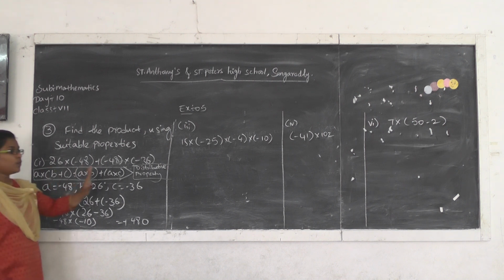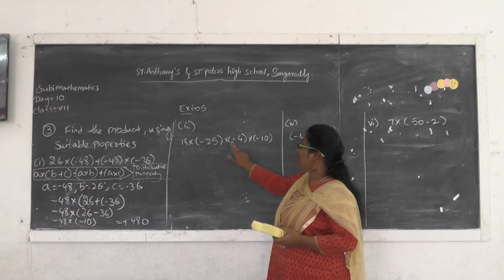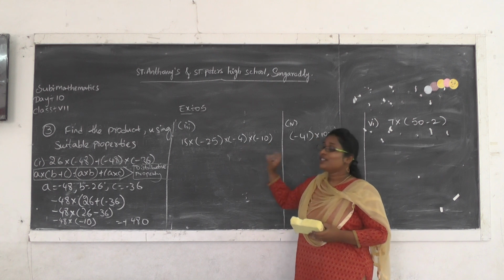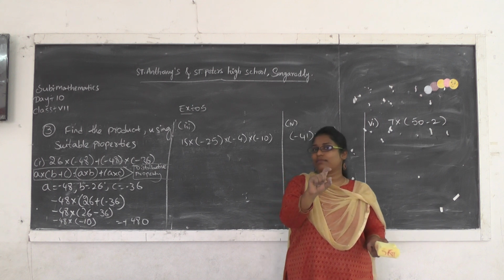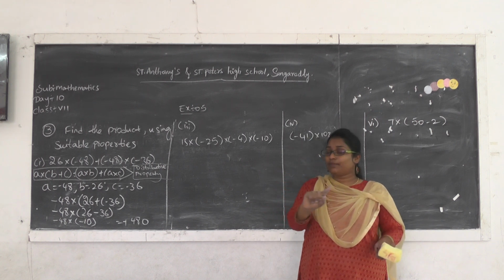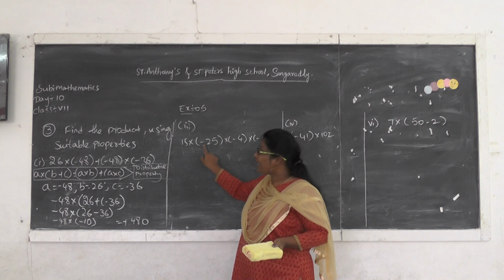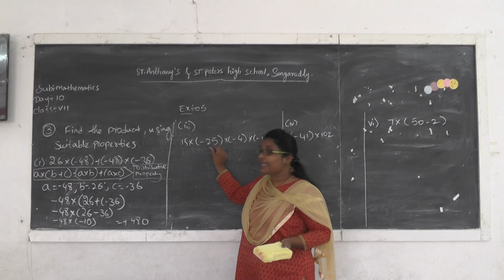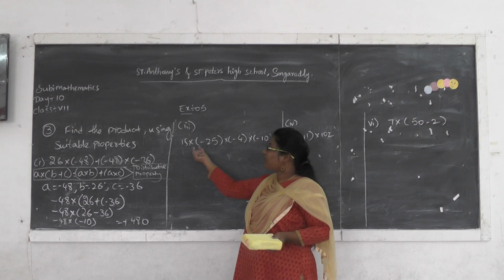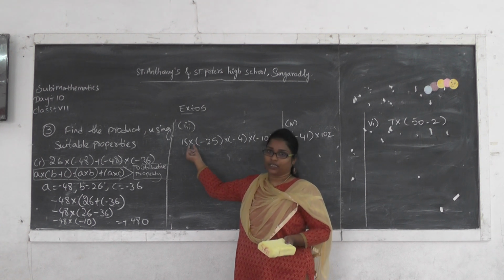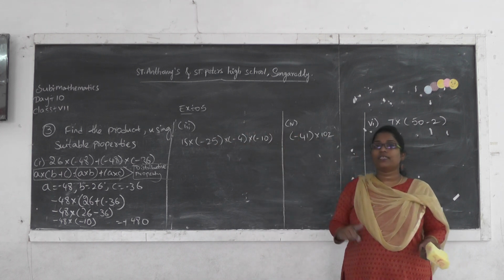Now let's move to the next question. Here, if you observe, 15 into minus 25 into minus 4 into minus 10, the entire question depends upon only one operation, that is multiplication. Don't be confused with this negative sign. This is not an operation. Here it indicates a negative integer. Minus 25 is a negative integer, minus 4 is a negative integer. Between 15 and minus 25 it is connected with an into. This is an operation. Understand? So here the entire terms are connected with only one operation, that is multiplication.